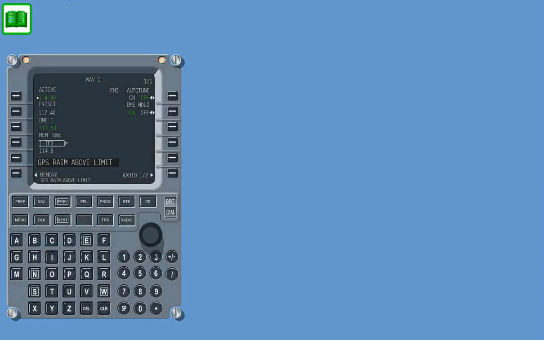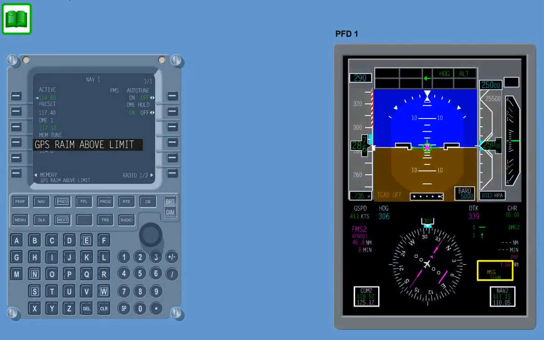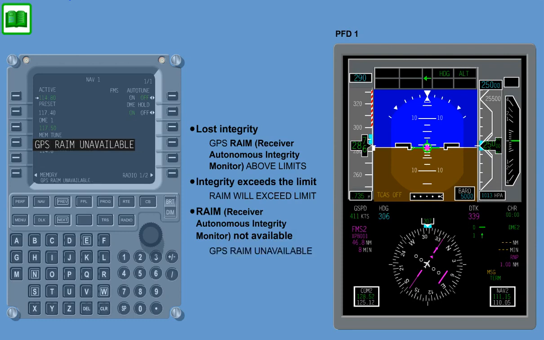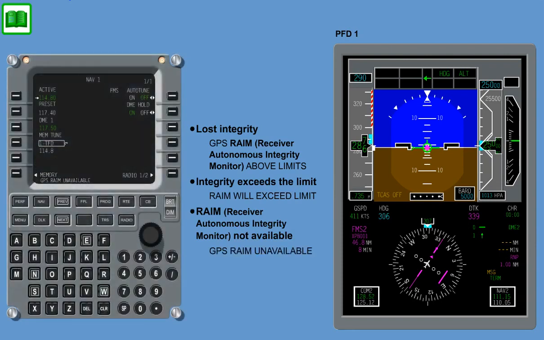Any faults within the GPS will be reported on the multifunction control display unit, and the message indicator on the PFD will illuminate. When the GPS has lost integrity, GPS RAIM above limits is displayed on the MCDU. When the integrity exceeds the limit, a RAIM exceeds limit message is displayed, and when RAIM, Receiver Autonomous Integrity Monitor, is not available, GPS RAIM unavailable is shown.